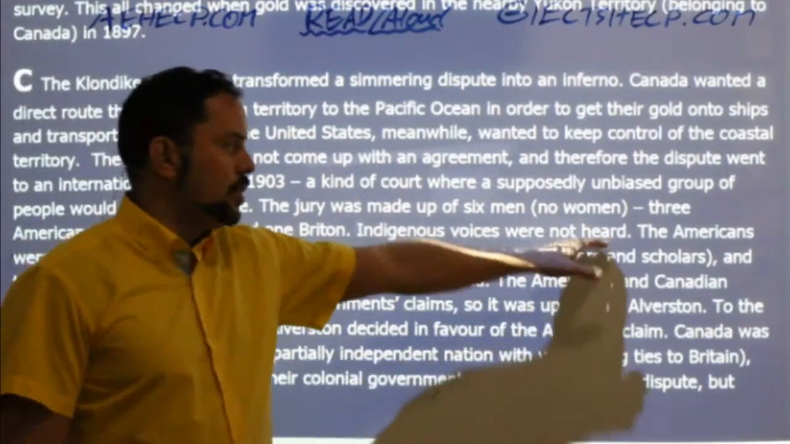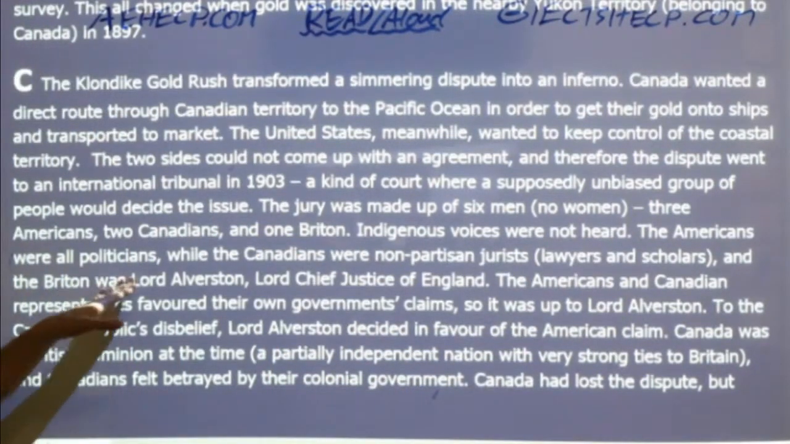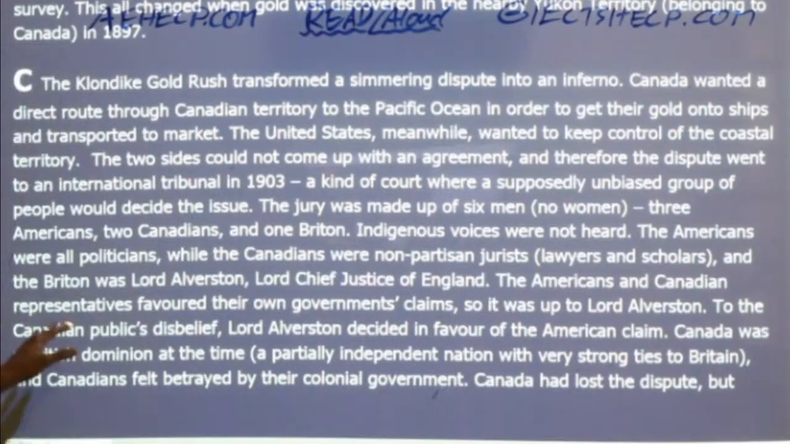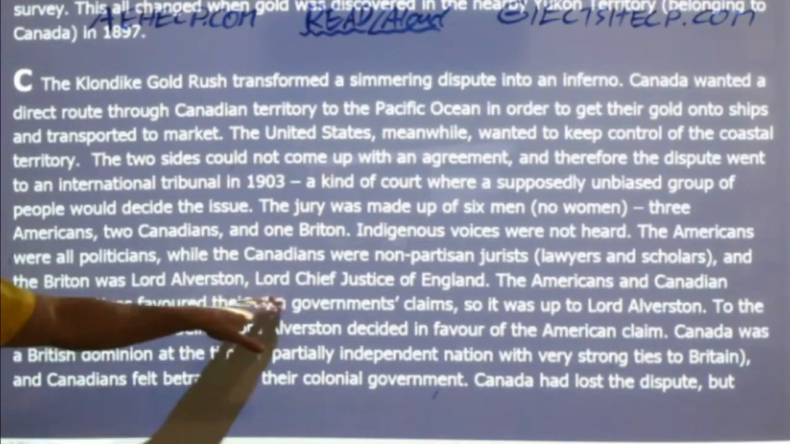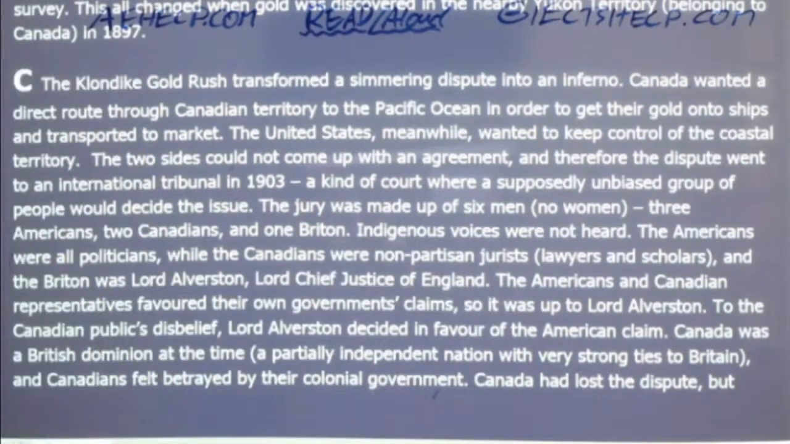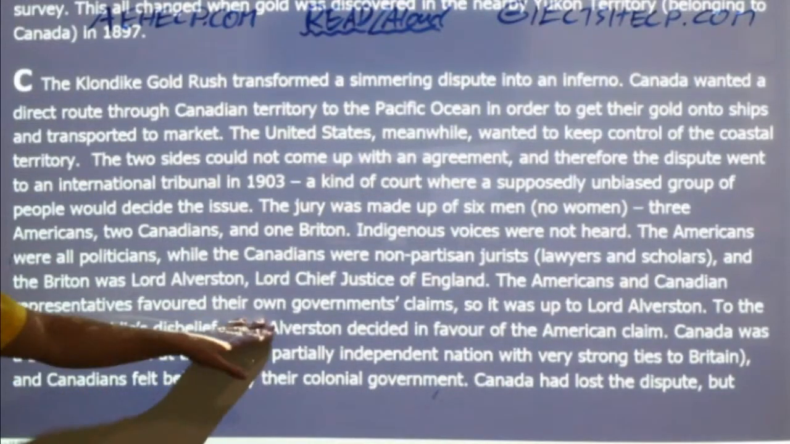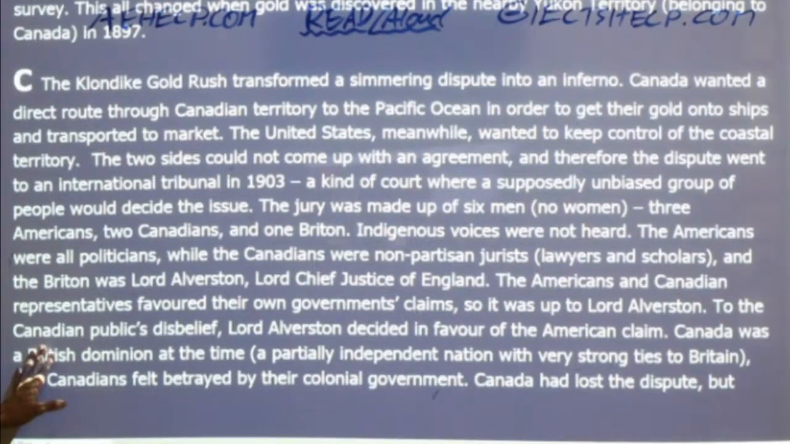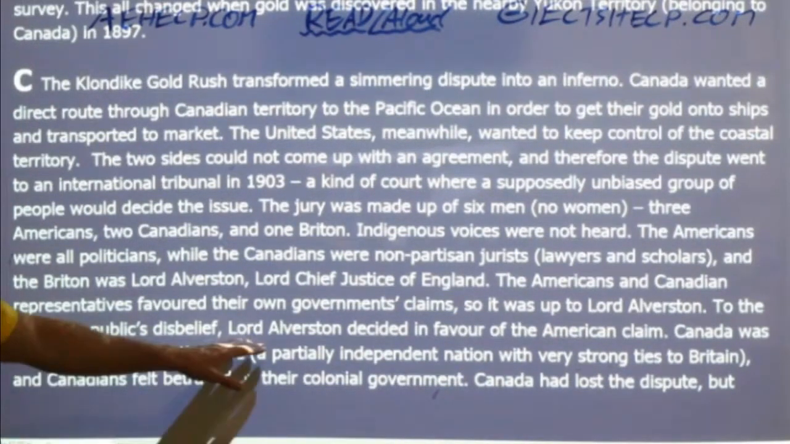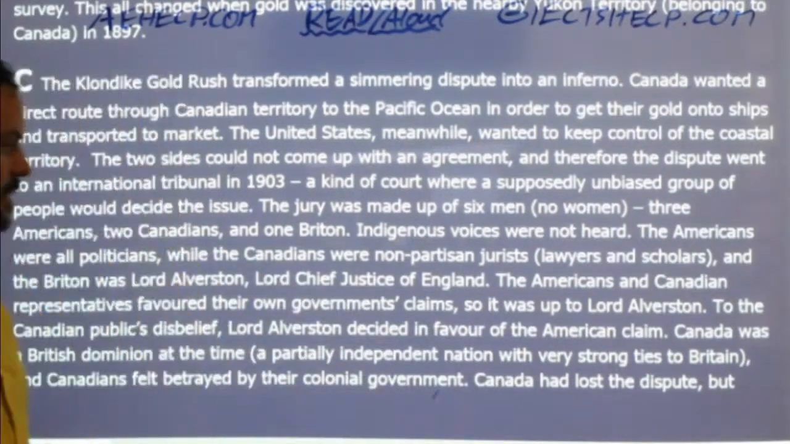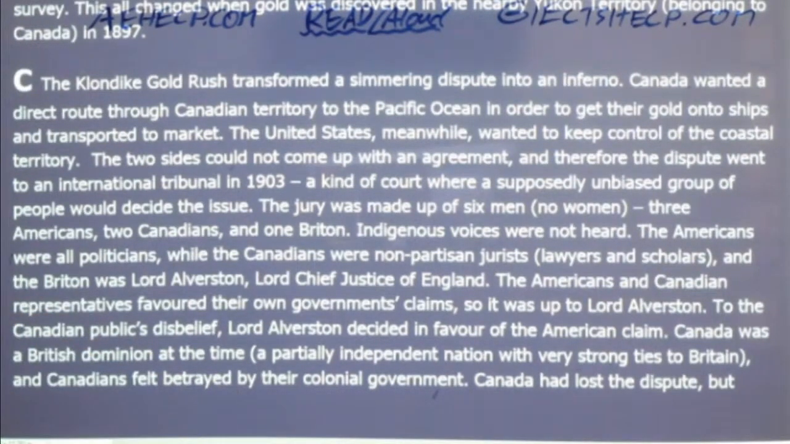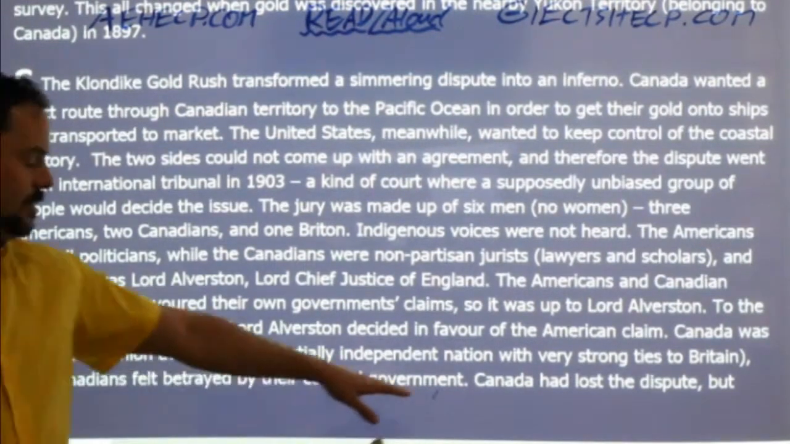Indigenous voices were not heard. The Americans were all politicians, while the Canadians were non-partisan jurists, lawyers, and scholars, and the Briton was Lord Alverston, Lord Chief Justice of England. The Americans and Canadian representatives favored their own government claims, so it was up to Lord Alverston. To the Canadian public's disbelief, Lord Alverston decided in favor of the American claim. Canada was a British dominion at the time, a partially independent nation with very strong ties to Britain, and Canadians felt betrayed by their colonial government.